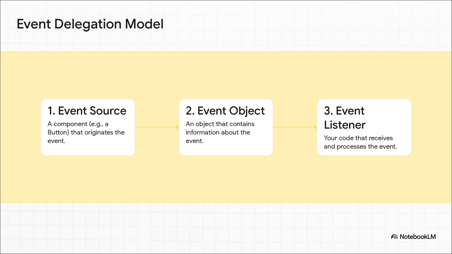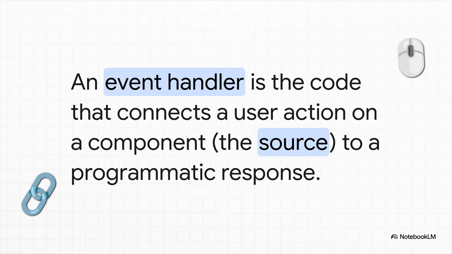Then, that event gets sent to a listener, and that listener is just a piece of your code that's waiting for the event and knows exactly what to do when it gets it. So that piece of code that responds to the user's action is called an event handler. And to make this whole thing work, you need to write one critical line of code, something like button.addActionListener(this). This is the line that tells the button, our source, to send its events to your listener code. It's the glue that holds it all together.